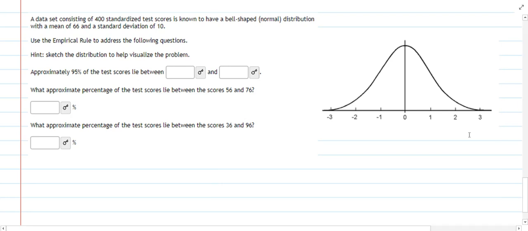A data set consisting of 400 standardized test scores is known to have a bell-shaped normal distribution with a mean of 66 and a standard deviation of 10. We want to use the empirical rule to address the following questions.